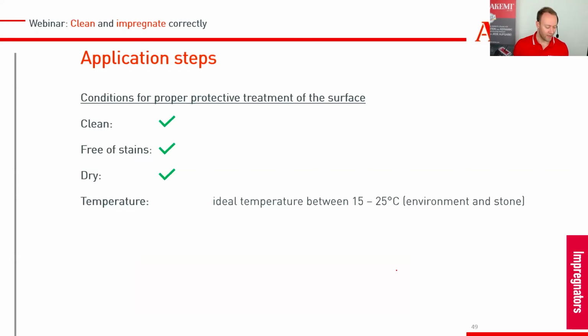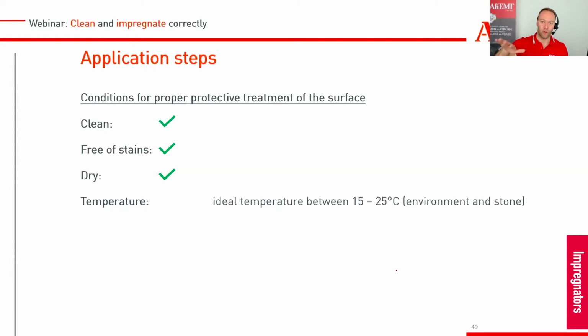The same with the cleaning. Temperature is also important for the impregnation. We say between 15 and 25 degrees Celsius is the ideal temperature. Below 15, it just does not work; the impregnation does not cure properly. And of course, most summers all around the world are hotter than 25 degrees, 30, 35 degrees. This is also possible.